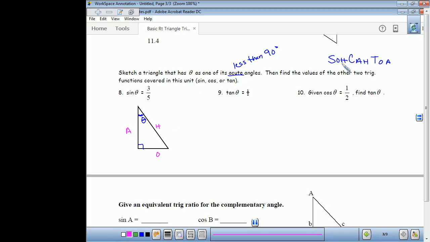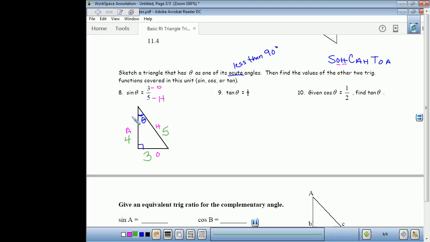Okay, well sine is opposite over hypotenuse. So 3 has to be the opposite, and 5 is the hypotenuse. So we're going to do that. The opposite is 3. The hypotenuse is 5. This is one of those Pythagorean triples. 3 something 5 right triangle. What's the missing side? 4. Now we could do Pythagorean theorem and get the 4 also. It's a 3, 4, 5 right triangle.